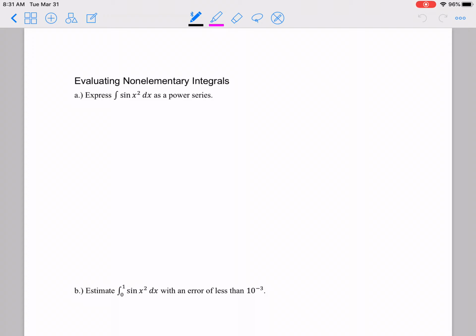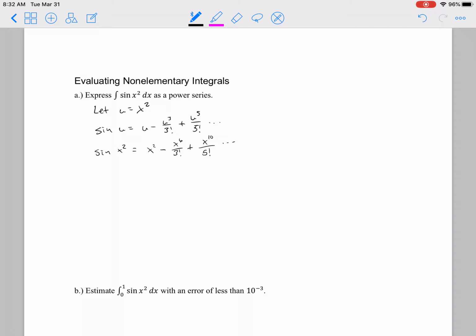So first, we're going to use our substitution method just so we'll be a little faster. And up above, if you look at the table, you'll find that sine of u would be u minus u cubed over 3 factorial plus u to the 5th over 5 factorial, and so on. And so therefore the sine of x squared is, plugging them in, x squared minus x to the 6th over 3 factorial plus x to the 10th over 5 factorial, and so on.